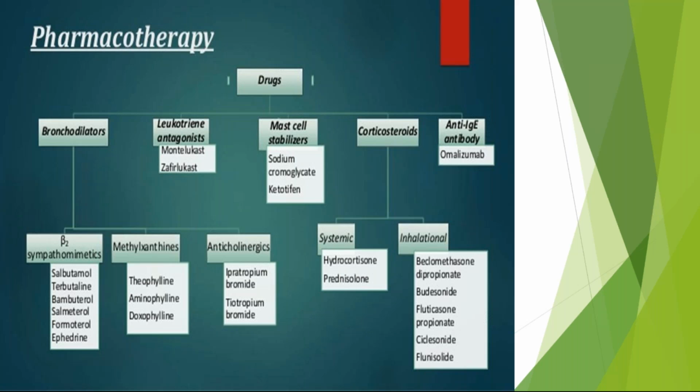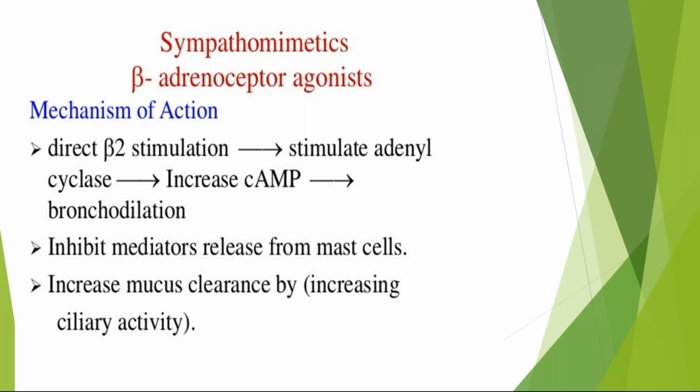Coming to the methylxanthines, these are theophylline, aminophylline, and doxophylline. And anticholinergics like ipratropium bromide and tiotropium bromide. Leukotriene antagonists like montelukast and zafirlukast, and mast cell stabilizers like sodium cromoglycate and ketotifen. And corticosteroids, these can be used systemic and inhalation. Systemic mainly used for very severe persistent. These are hydrocortisone and prednisolone. Inhalational are beclomethasone dipropionate, budesonide, fluticasone, ciclesonide, flunisolide, and anti-IgE antibodies like omalizumab.